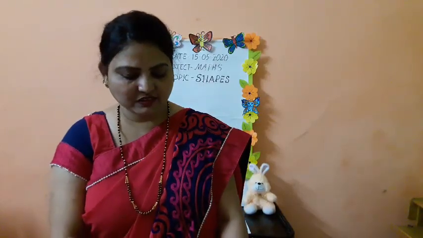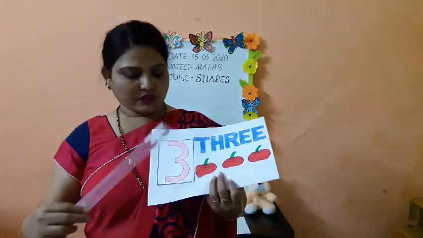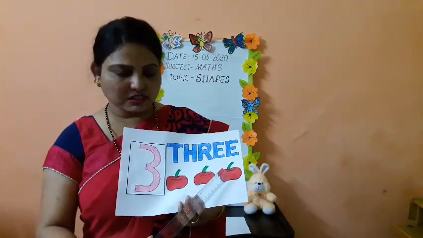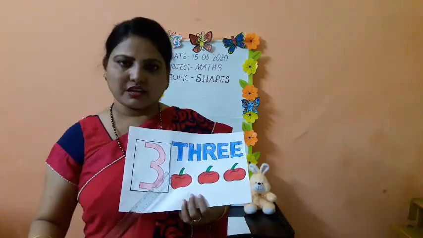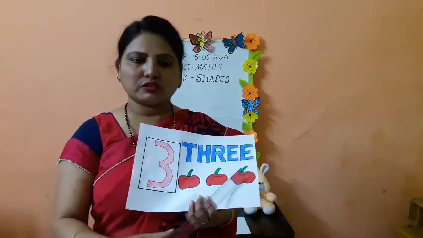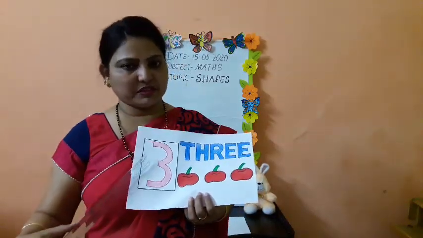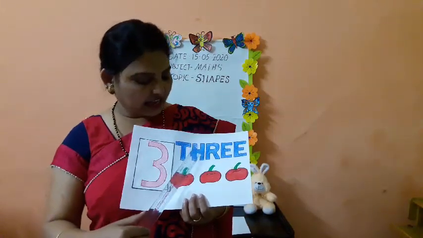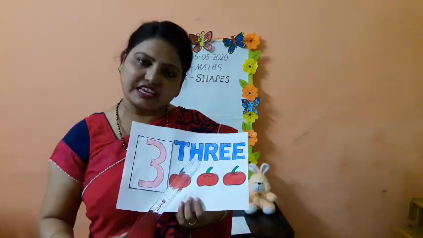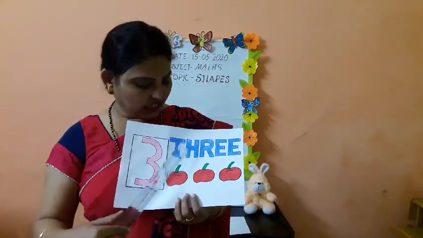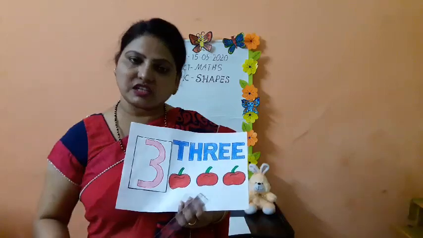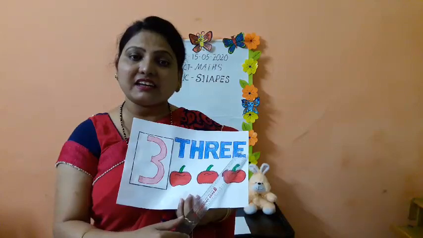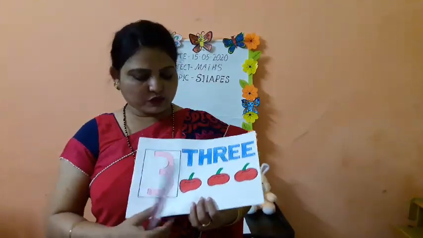Now after 2, which number will come? Yes, 3. So children, this is 3. Here you can see apples. Come on, we count. 1, 2, 3. 3 apples, 3 number. And what is the spelling of 3? Come on, read. T-H-R-E-E, 3. Read again. T-H-R-E-E, 3. Okay, so this is 3.